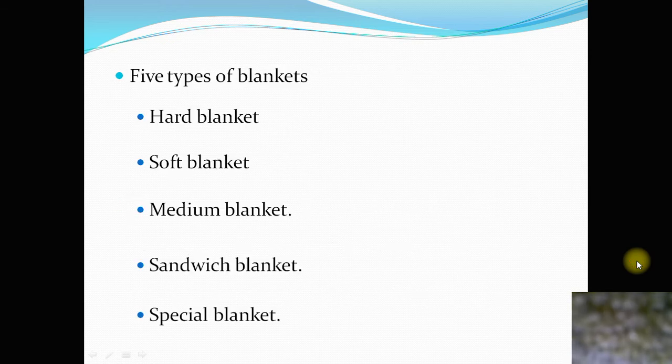Then the five different types of these compressible blankets are hard blanket, soft blanket, medium blanket, sandwich blanket, and special blanket. Now we are going to know about all these five different types of blankets. What is hard blanket? What is soft blanket?